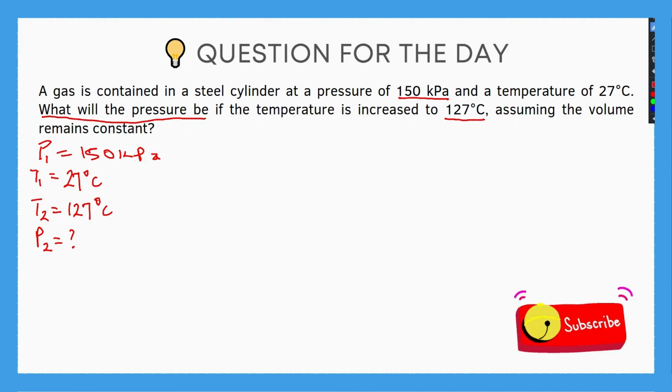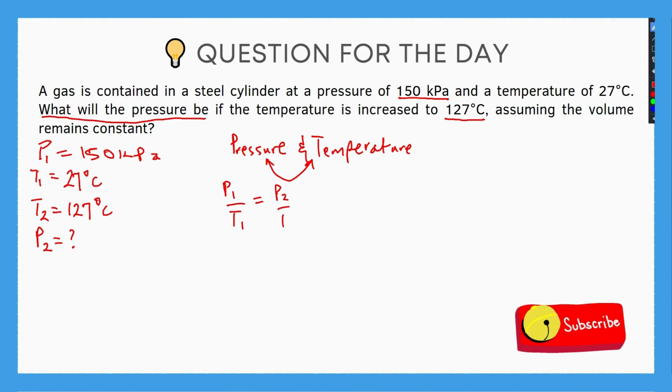Now that we have our variables, it gives us a hint to which of the three major gas laws applies to this question. If you look carefully, you will see that the question deals with pressure and temperature. Among the three gas laws, Boyle's law, Charles's law, and Gay-Lussac's law, the one that talks about the relationship between pressure and temperature is Gay-Lussac's law. That law states that P1 over T1 is equal to P2 over T2.